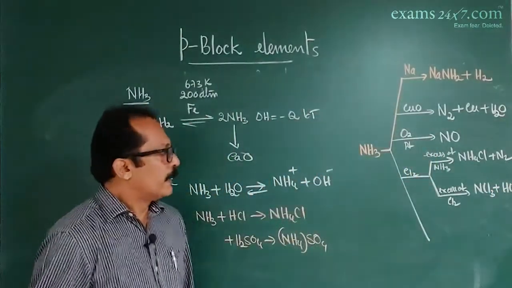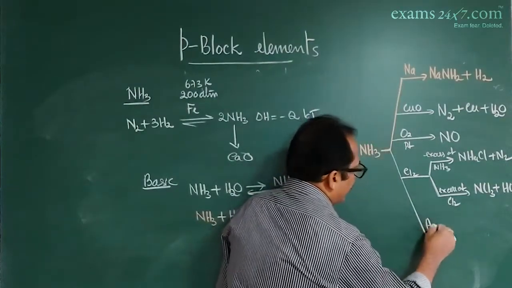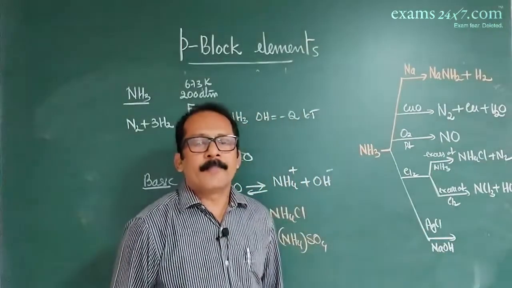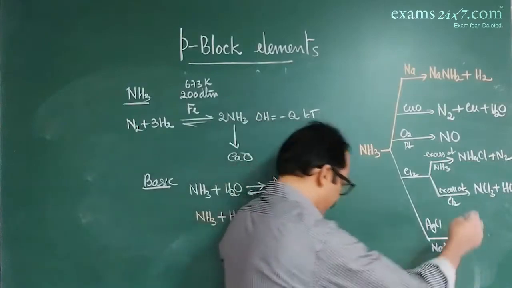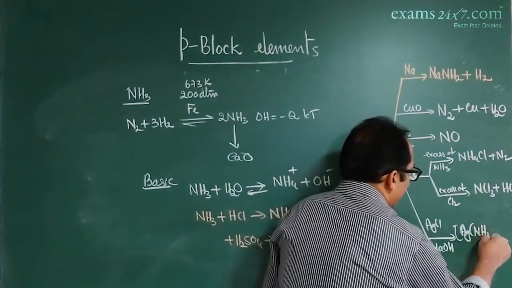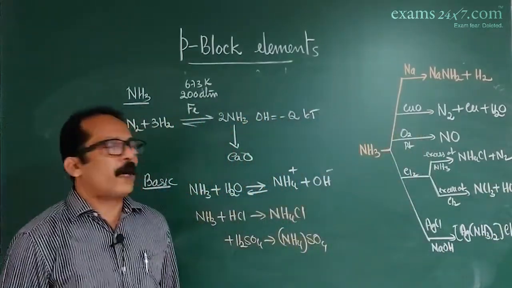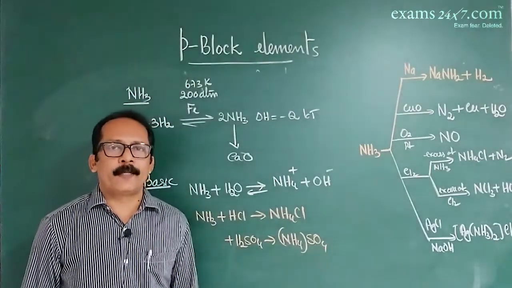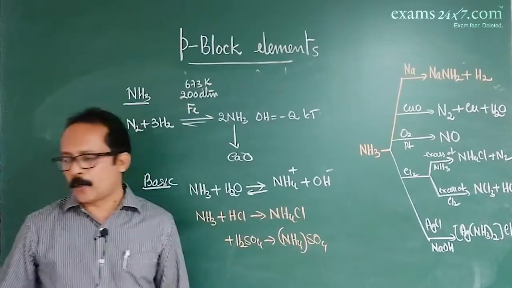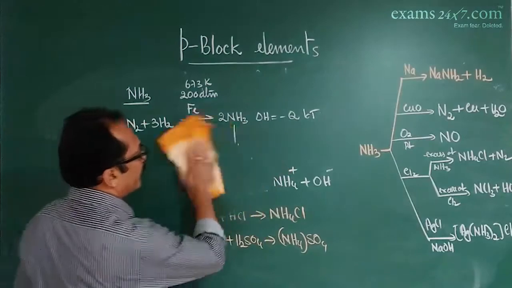Okay. Similarly, ammonia on treating with silver chloride, AgCl, in basic medium, NaOH, forms a complex compound, Ag(NH3)2Cl. Similarly, when ammonia is treated with copper sulfate in alkaline medium, it forms a complex compound. Okay. So this is about the chemical properties of ammonia.